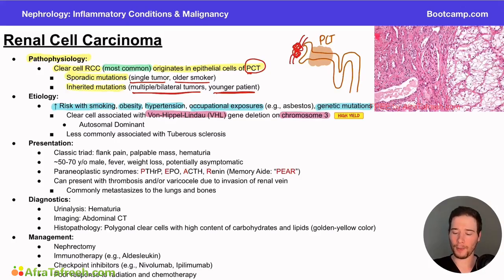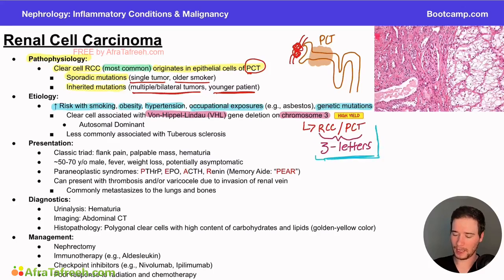Now, how do I remember that without taking up too much brain space? Well, I remember that chromosome 3 is associated with RCC and the PCT. And so the 3 letters in RCC and PCT help me remember that this is dealing with chromosome 3. Now, step 1 is very big on chromosomes and knowing which number is affected. It's also very big on inheritance patterns. So knowing that this is typically an autosomal dominant condition is worth remembering as well.